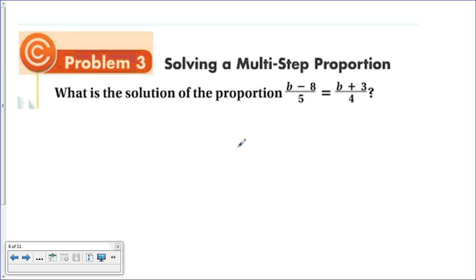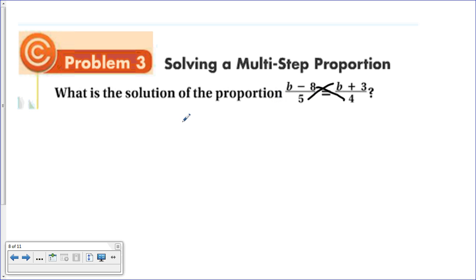Now, what if the numerator or denominator looks like this, like b minus 8? What if the numerator or denominator has more than just a variable or more than just one number? Okay. What if it's something like you see here? Nothing changes. You are still just multiplying across.